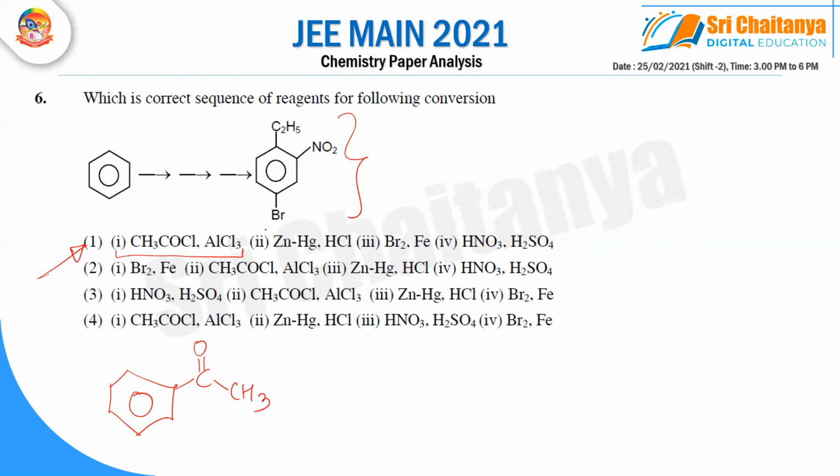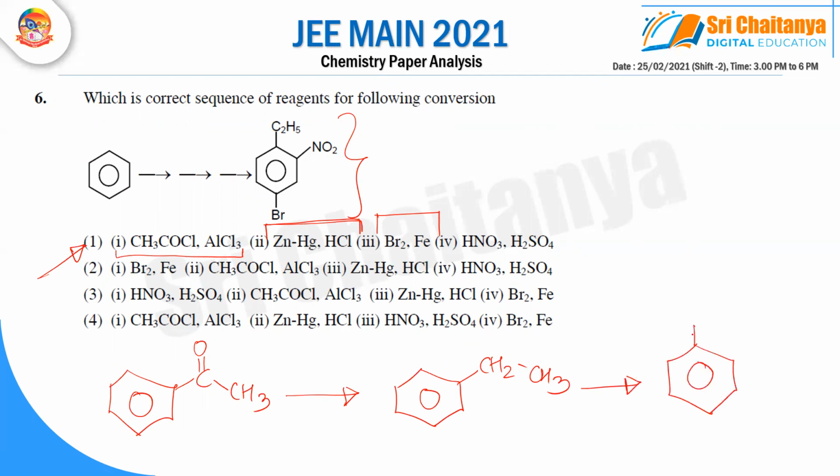Now we have this second one. This is nothing but Clemmensen reduction. After we subject this particular reagent, the ketonic group will get reduced to an alkane. And then we have Br2 and Fe, which means bromination will occur at the para position with respect to this ethyl group.